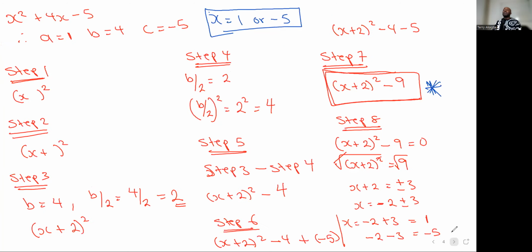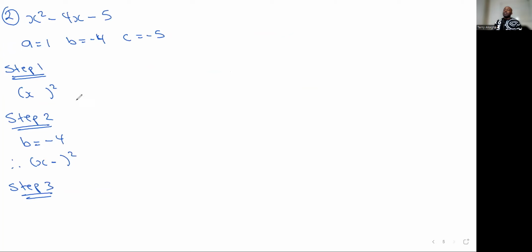So let's go back. The b was minus 4, so we're going to ignore the sign. So we're going to have 4. Does that make sense? So you need only the number here. Then we're looking for b divided by 2, and that will give us 4 divided by 2, and that will give us 2. So that means we're going to put the 2 now in the bracket. So it's going to be x minus 2 all squared.